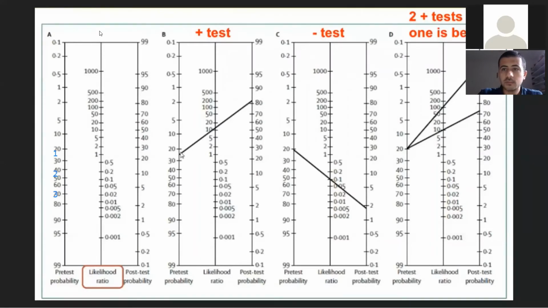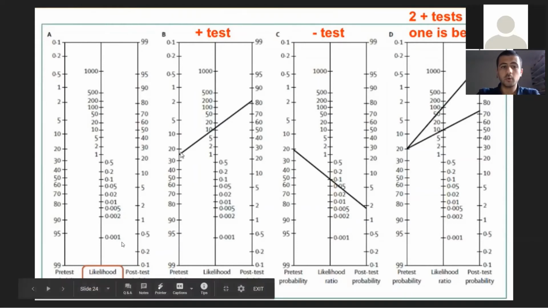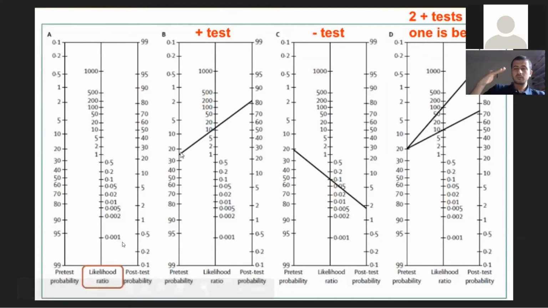It is constant for every disease, so you don't need to care about this. Just remember that for the positive likelihood ratio, I use from 1 to 1000. For the negative likelihood ratio, I use from 1 to 0.001. Why? Because positive likelihood ratios are higher, and negative likelihood ratios are lower than 1.